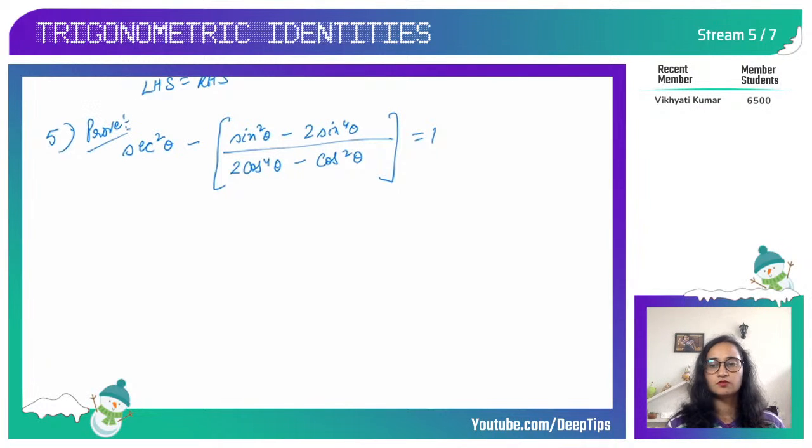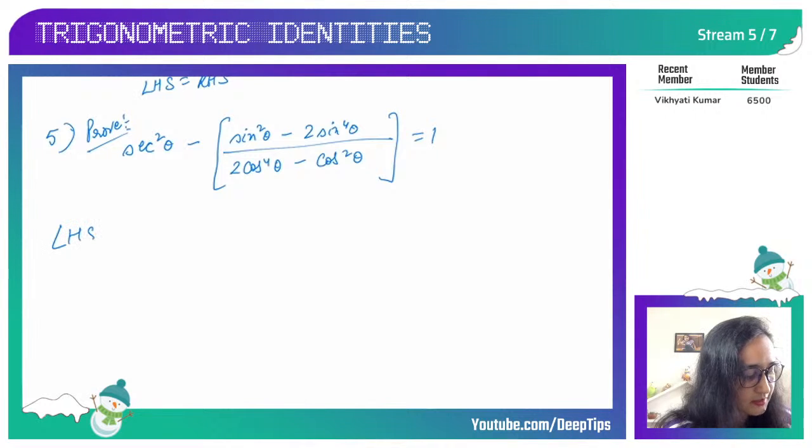Okay, so how to do this? First thing, LHS is complicated and RHS is simplified, like how we did in the first question. So we will start with LHS, and we have to reach the RHS, which is equal to 1. So I have a few options.